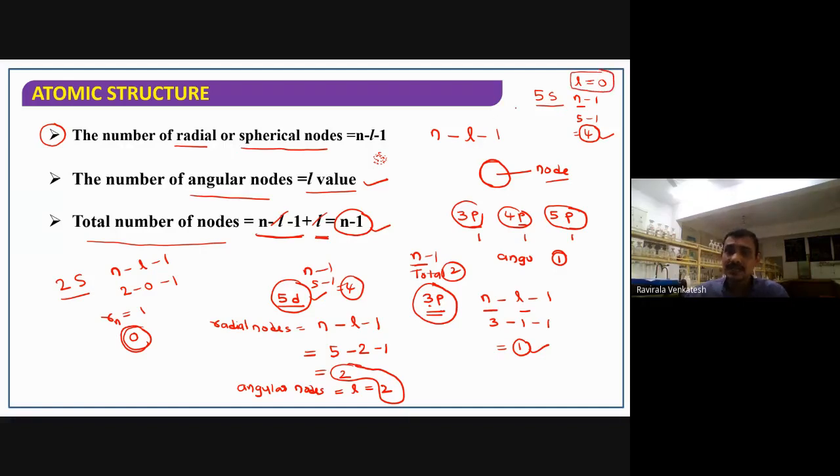Now why am I saying the formula is correct only? The n minus 1 formula is for calculating the l values. l is equal to 5 minus 1, we are getting 4. That means we can write 0, 1, 2, 3, 4 here. These are the l values possible for n equal to 5. If n is equal to 5, how many l values are possible?